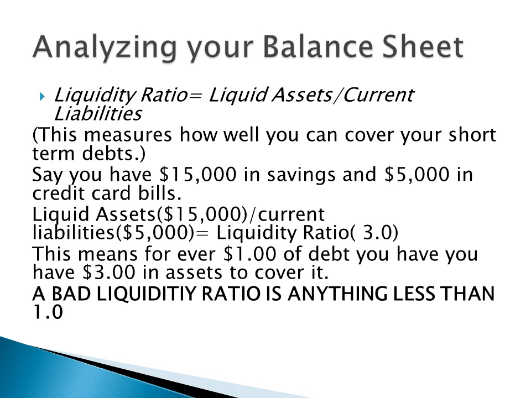Say for instance you have $15,000 in a savings account and you're $5,000 in debt, credit card debts, short-term current liabilities. Your liquid assets are $15,000 and your current liabilities $5,000. So your liquidity ratio would be 3. This means that for every $1 of debt that you have, you have $3 in assets to cover it.